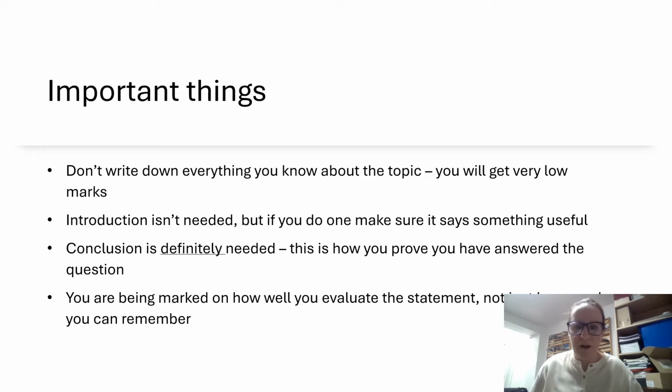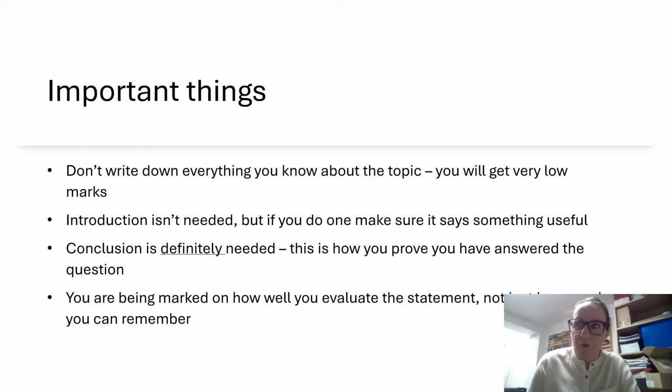Right, a couple of really important things for you. Firstly, do not treat this as a 10 marker. Don't write down everything you know about the topic. You'll get really low marks if you do that. I've seen it loads. People are really tempted to, if it's a question on the design argument, write an opening paragraph saying what the design argument is. Resist that temptation. You don't need to do it. That's not what you're being asked. Equally, and I've checked this out with the exam board, an introduction is not needed.